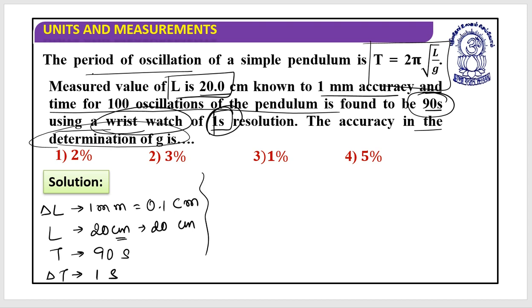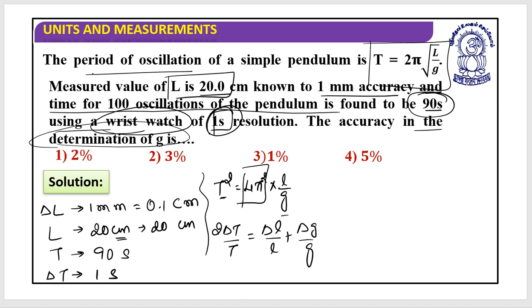So I can write that t square equals 4 pi square multiplied by L by G. If I write all this according to the error, then twice delta t by t equals delta L by L plus delta G by G. This is the 4 pi square. It is a constant number, and since it is constant, we do not need to put any dimensional formula for this.